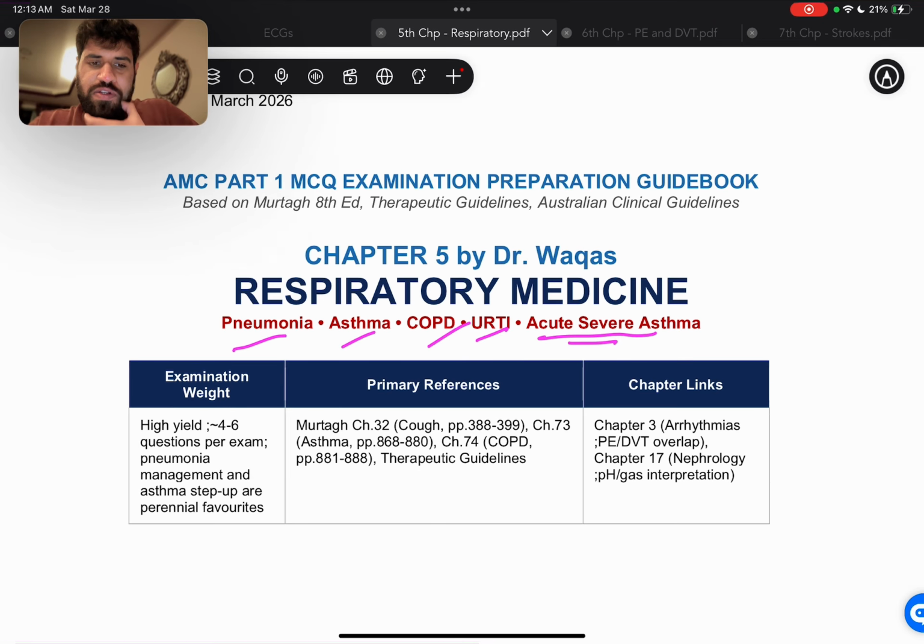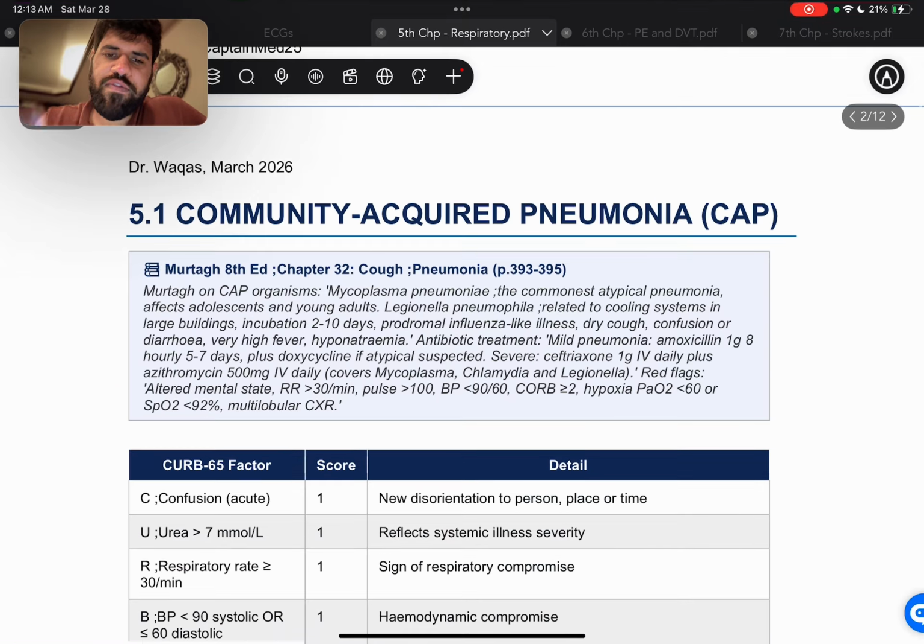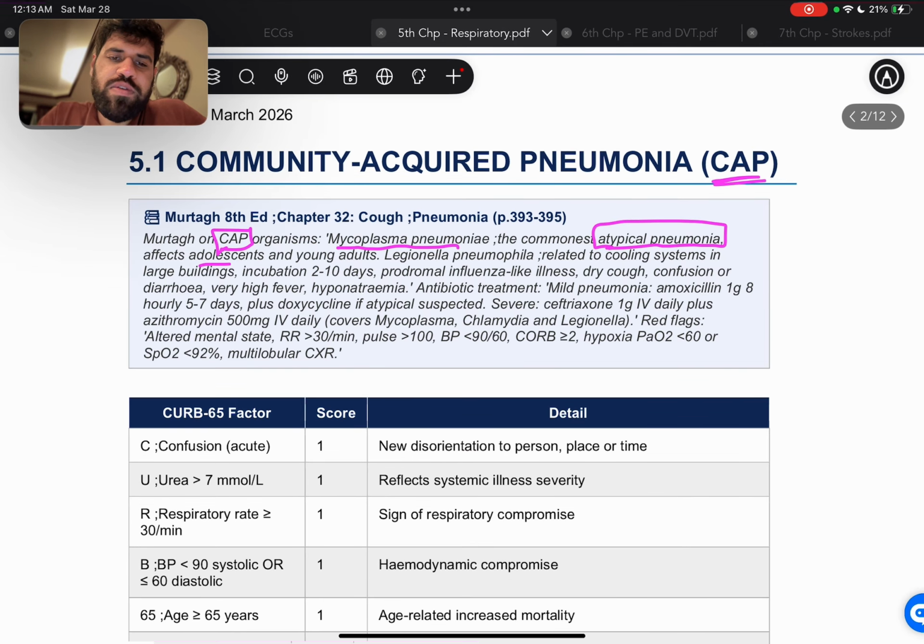All right, now to start off with pneumonia, first we'll be discussing community acquired pneumonia. According to John Murtagh on CAP organisms, Mycoplasma pneumoniae is the most common atypical pneumonia. Just remember that the most common atypical pneumonia is Mycoplasma pneumoniae. It affects the age group of adolescents and young adults. And then we have Legionella pneumophila, which is related to cooling systems. So if a patient comes to you who is working on HVAC systems or AC systems, and they suddenly develop pneumonia, this is usually Legionella pneumophila.